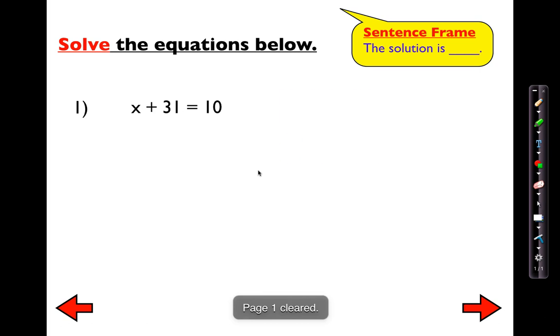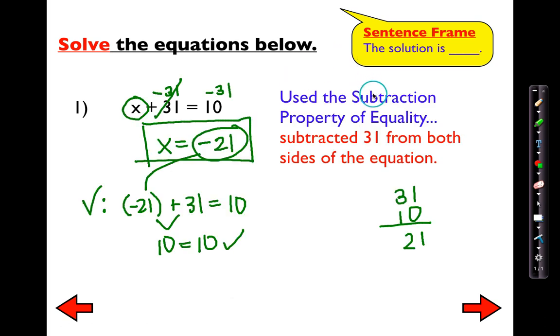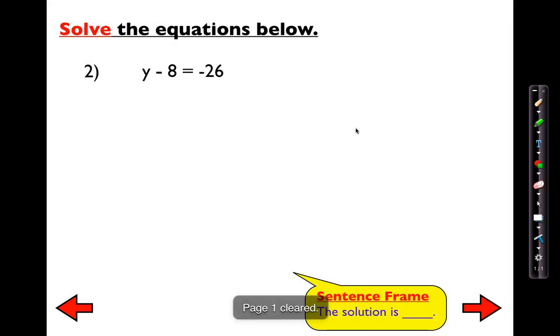Okay, so let's try some more. Oh, real quick, I should mention, we did use the subtraction property of equality. Why was it the subtraction property of equality? Because we subtracted 31 from both sides to keep it equal on both sides of the equation. So keep that in mind. Okay, let's try number 2. Number 2 is y minus 8 equals negative 26.